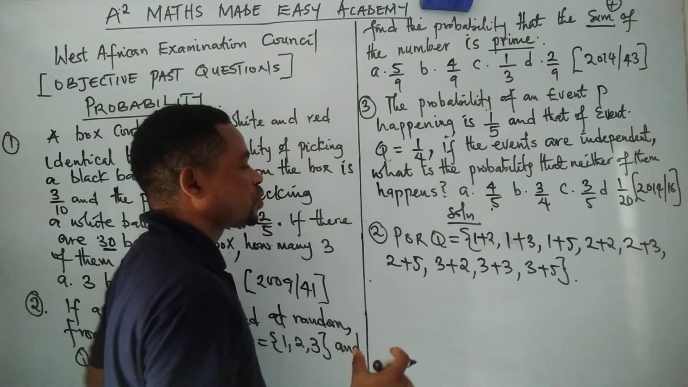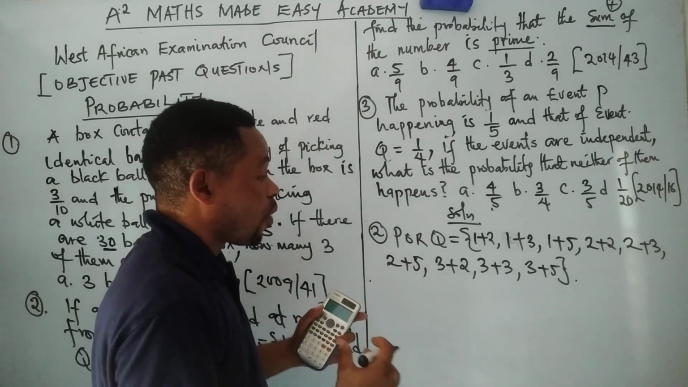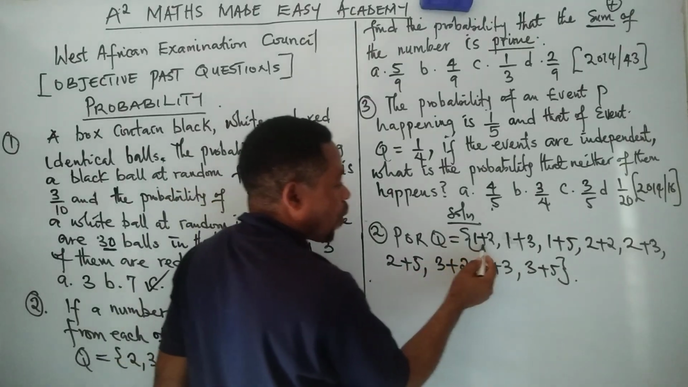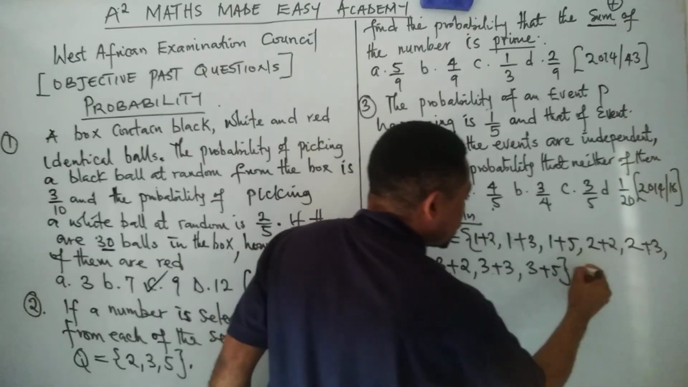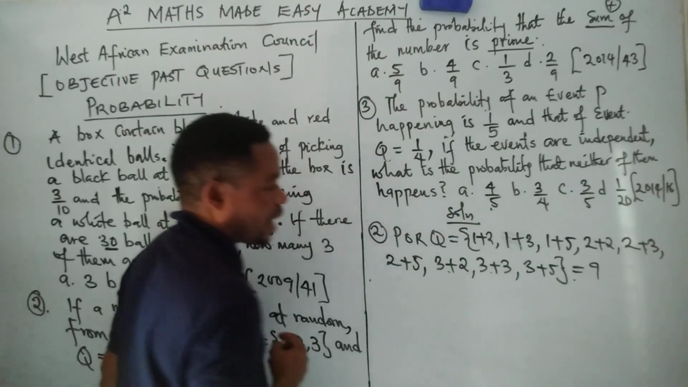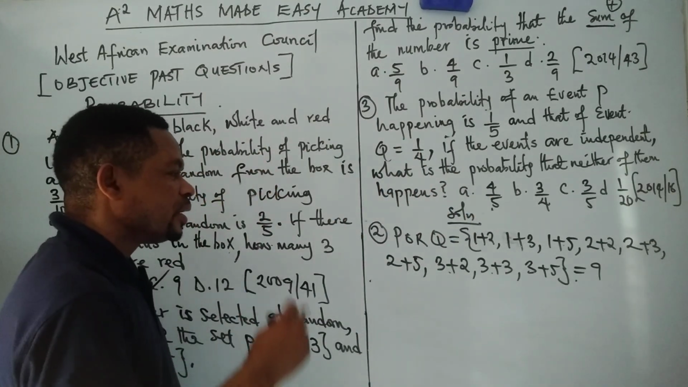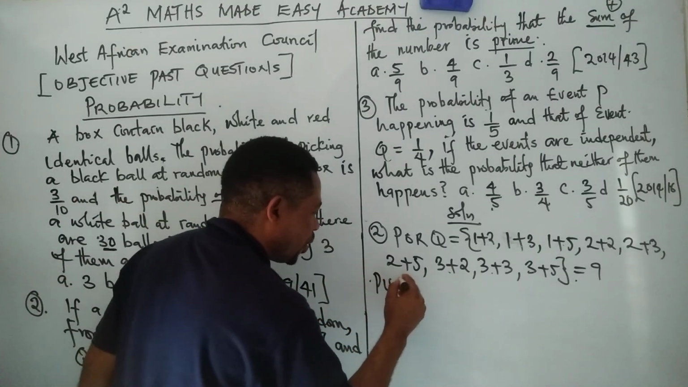Now let's count the total number of possible outcomes. Are we there? Now 1, 2, 3, 4, 5, 6, 7, 8, 9. So which means the total occurrence is 9. Am I communicating?